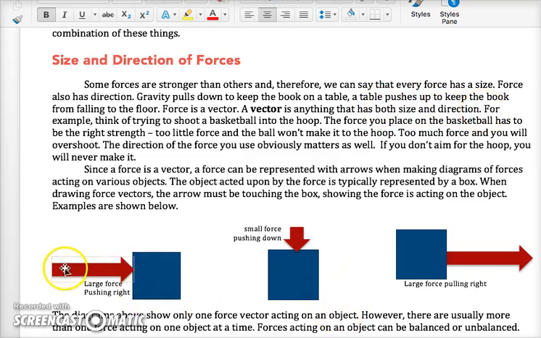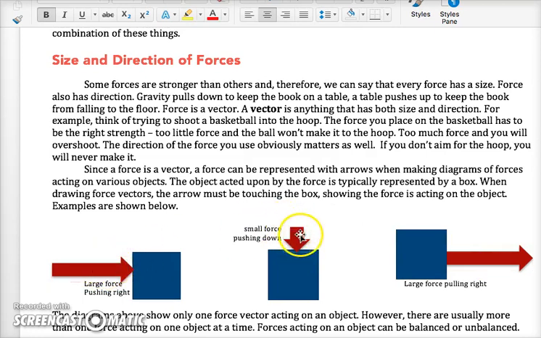A force is a vector because it can have size, like it can be a big force, or it can be a small force. The size of the force is represented by a small arrow or a larger arrow showing, like, did I push on it really hard? Is it being pulled really hard? Or is it being pulled not as hard, indicating the size of the force?